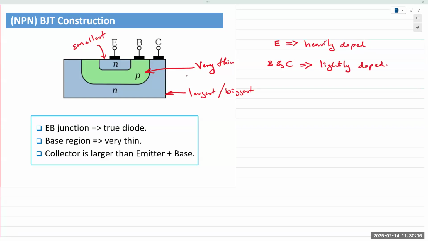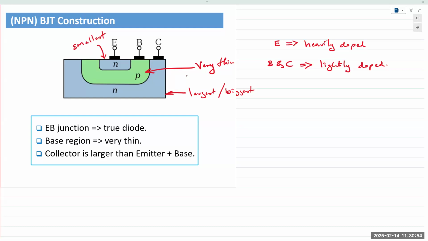So the JFET and the MOSFET are symmetrical devices. The BJT is not. The reason for that is, of course, the physical construction as well as the doping concentration. The emitter is the smallest structure. The collector is the largest. However, the emitter is also the most heavily doped structure, and the base and the collector are very lightly doped. Again, doping means the number of free carriers that are present in the semiconductor.